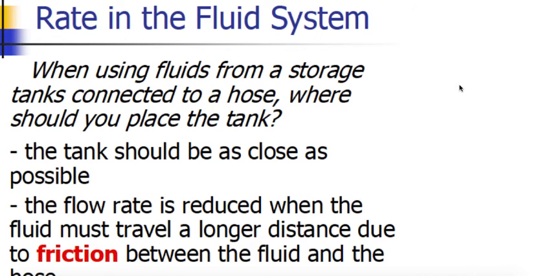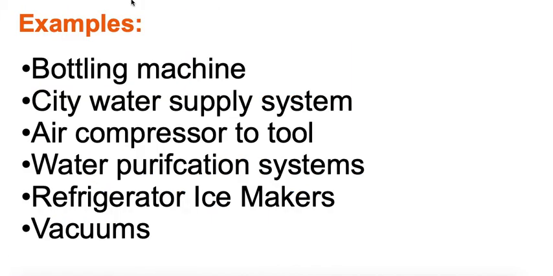We covered a few problems, and we looked at a few systems. To finish out, I have a few areas where you might think about rate in a fluid system where it might be important. So these are things you might want to think about: a bottling machine, city water supply, air compressor, water purification systems, a refrigerator, ice maker, and vacuums. Vacuums are all going to use air pulling through them.